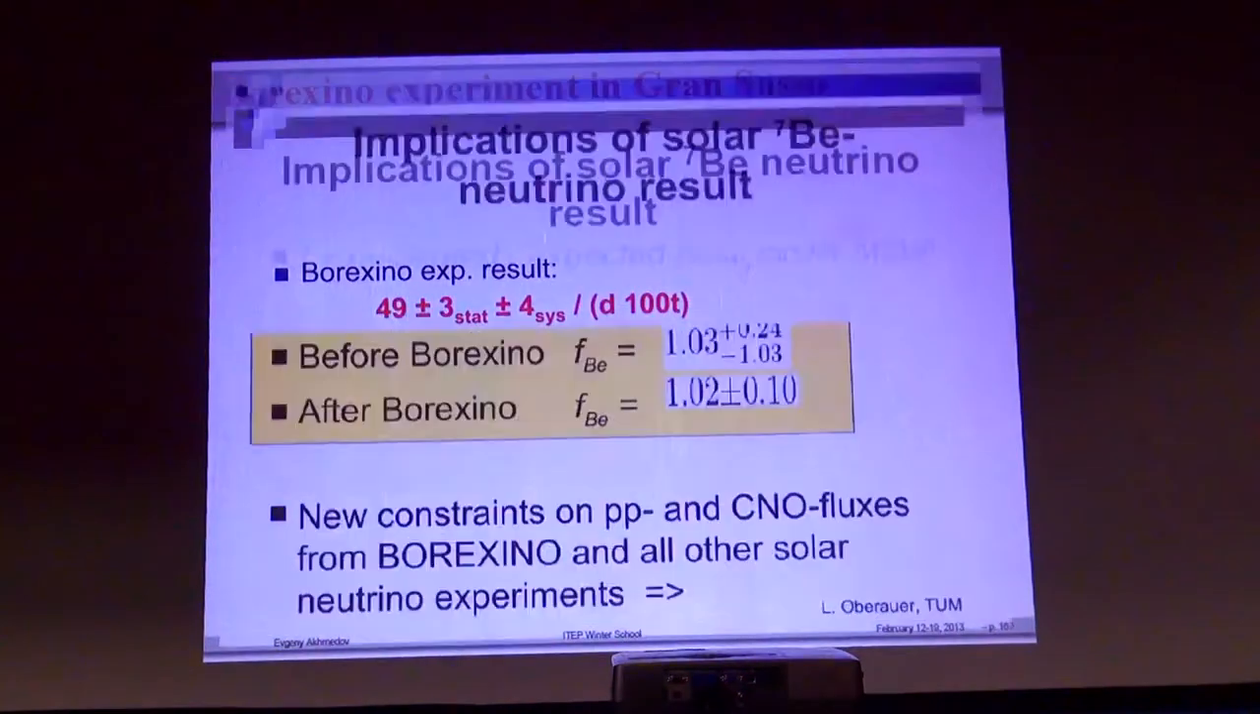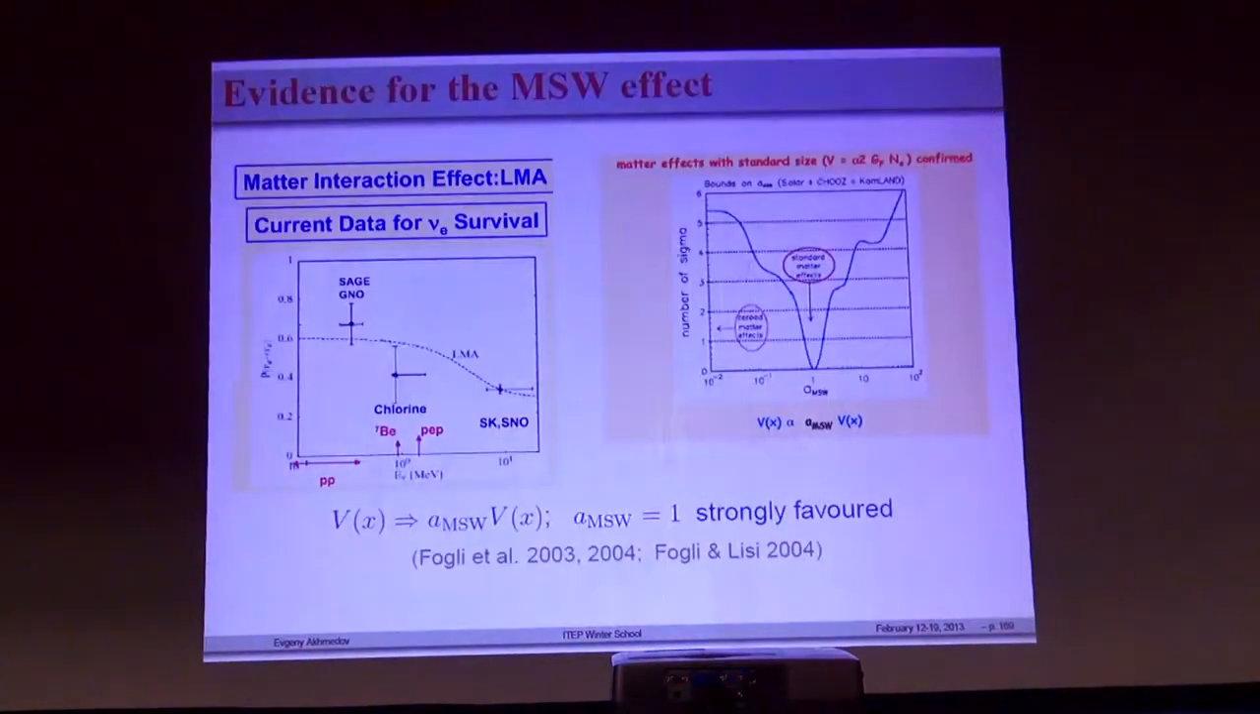Okay, I will skip Borexino, maybe just say one or two words about it. We expect for the solar neutrino survival probability to be curved like this.